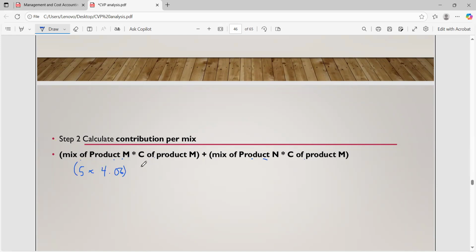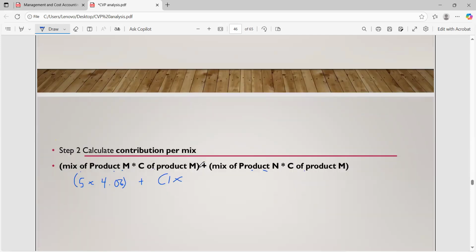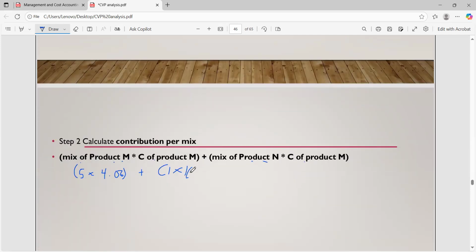And for Nanny, it would be 1 times his contribution that you've been able to determine, 10.6. Please, are you seeing it? What do I have for Money?